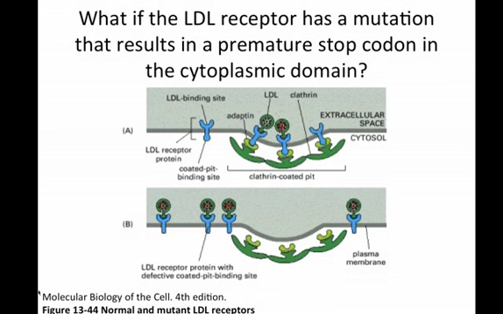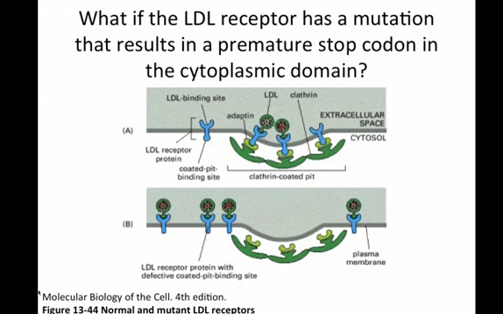Okay, guys. It seemed like that clarification really helped. So, what would happen if the LDL receptor had a mutation that results in a premature stop codon in the cytoplasmic domain?